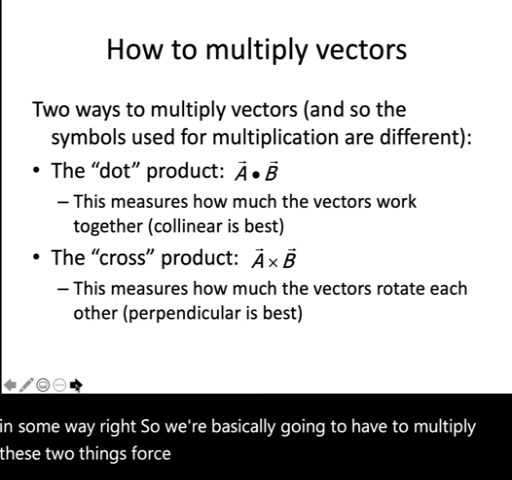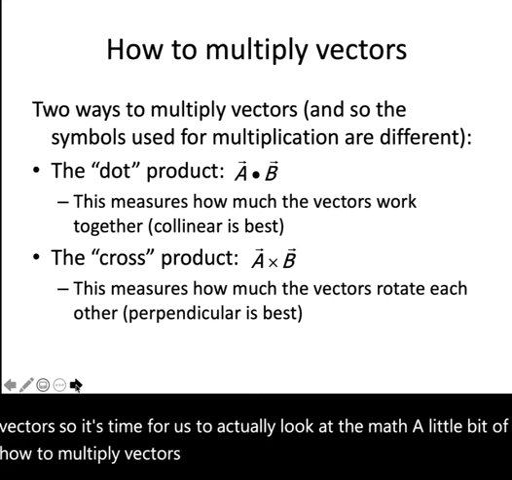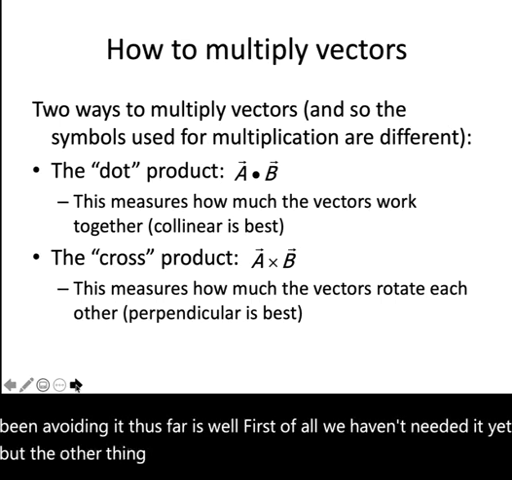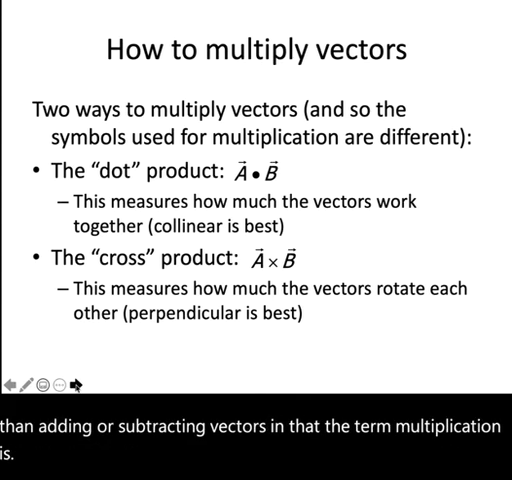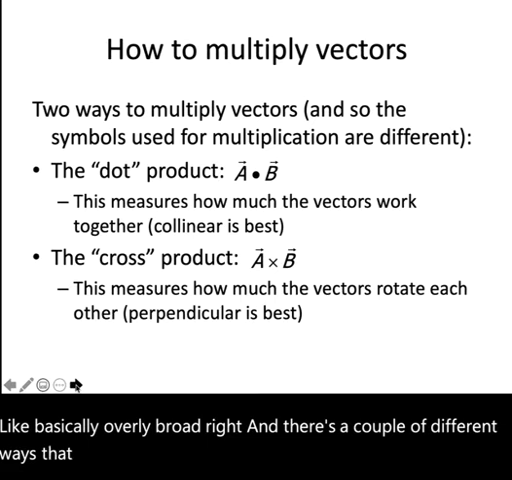Of course, these are vectors, so it's time for us to actually look at the math a little bit of how to multiply vectors, all right? And now one of the reasons why we've been avoiding it thus far is, well, first of all, we haven't needed it yet. But the other thing is that it's a little bit more complicated than adding or subtracting vectors, in that the term multiplication is basically overly broad, right? And there's a couple of different ways that you can think about vectors interacting when you want to multiply them.